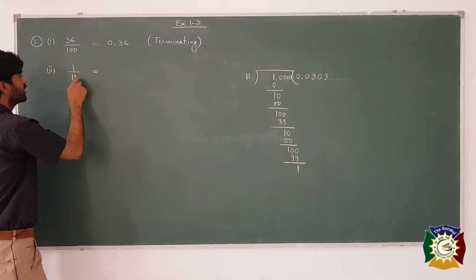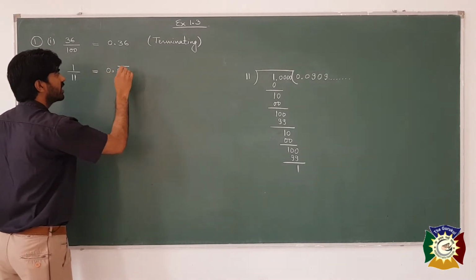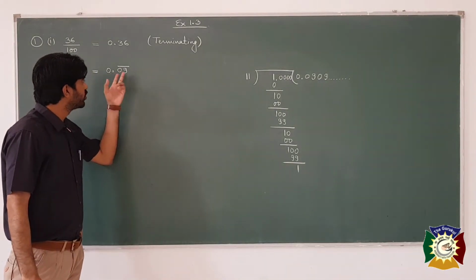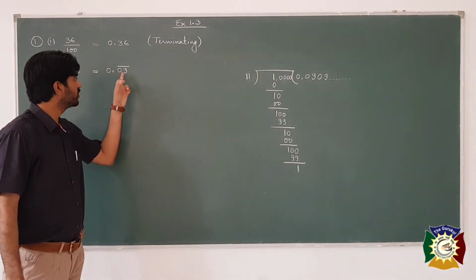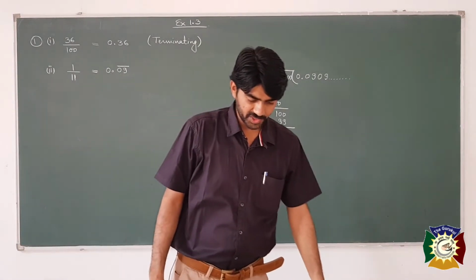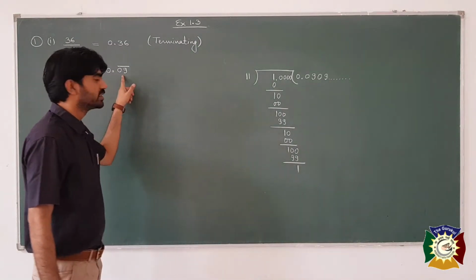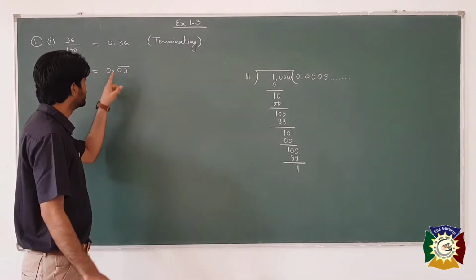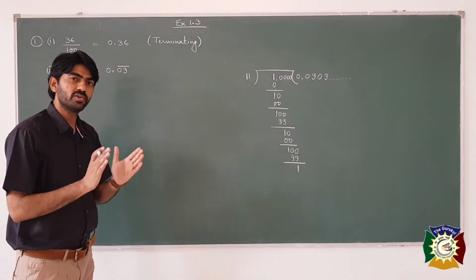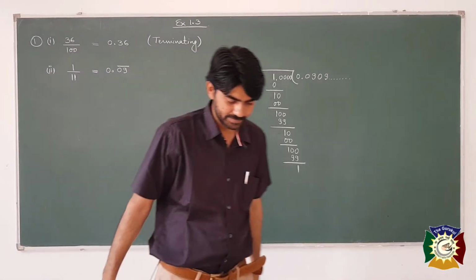So 1 divided by 11 is equal to 0.09 with a bar on 0 and 9 both. It means 0 and 9 both are being repeated, 09, 09, 09, this is the repetition. So we call it the repeating block. The repeating block of this decimal number has 2 digits, 0 and 9.